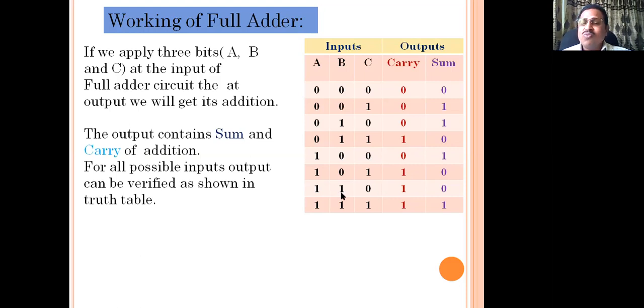1, 0, plus 0 remains 1, 0. So 1 carry and sum 0. But 1 plus 1 plus 1 is 1, 0, plus 1 equals 1, 1, carry 1, sum also 1. This can be verified by using the truth table.